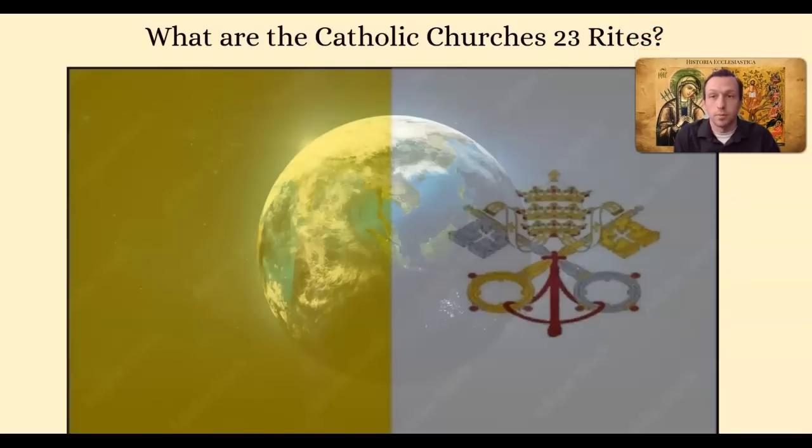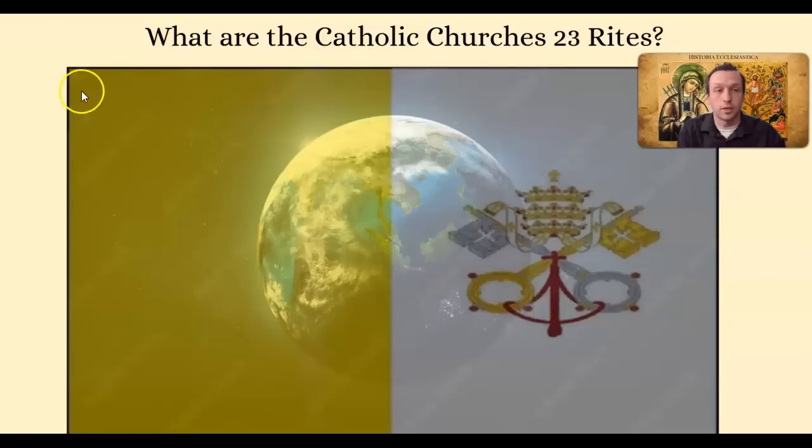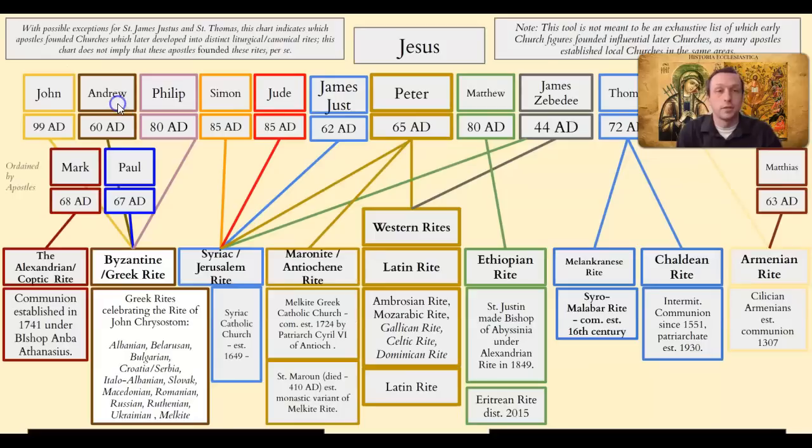So with that said about diversity's proper ordering and unity's proper ordering, let's talk about the church's 23 rites, which are well ordered and are therefore good and should be celebrated because they are all within the boundaries and the guiding light of orthodoxy, and each of the rites offers us a fresh perspective about how to worship the one true God.